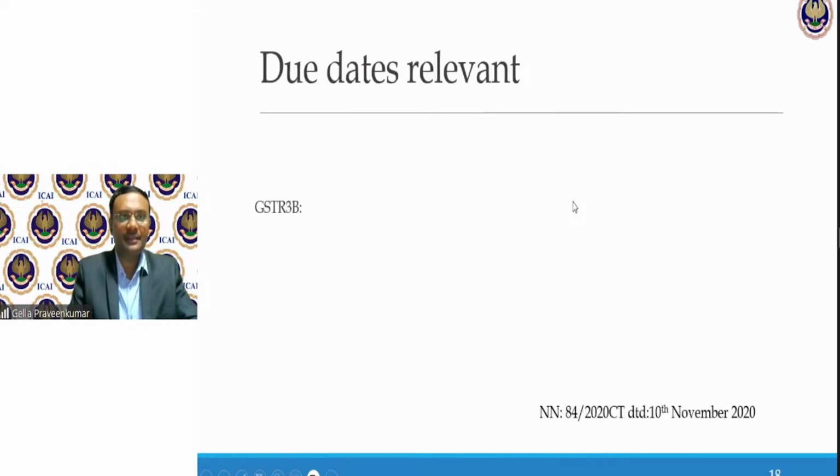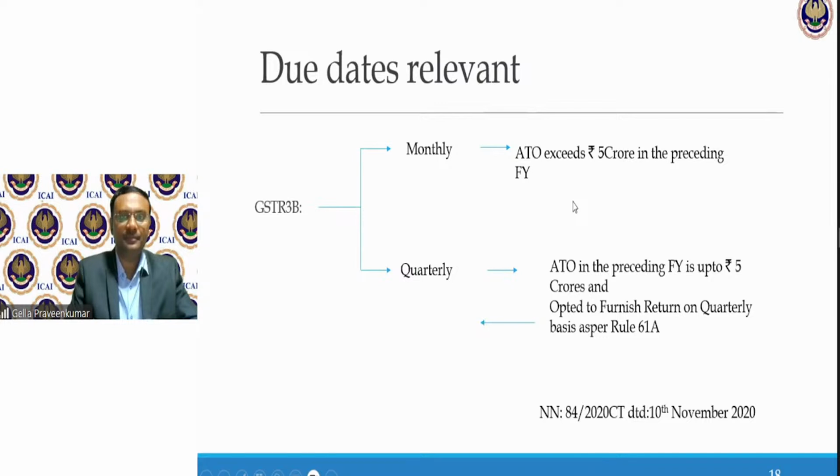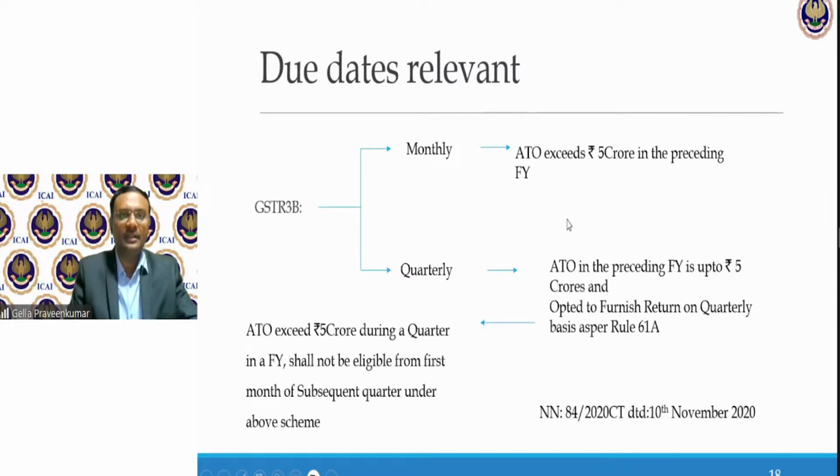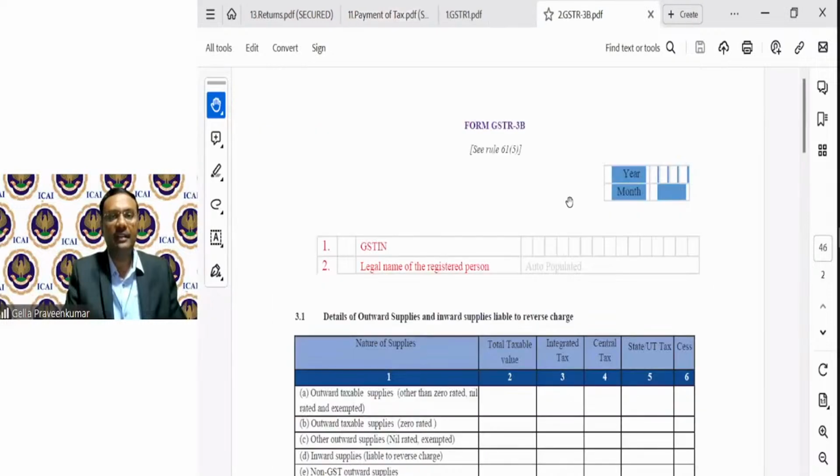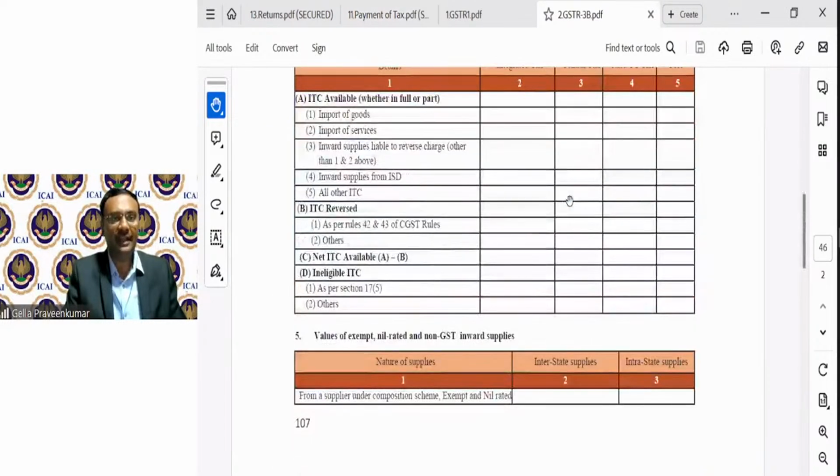This we have discussed. Now I'll travel to GSTR-3B. GSTR-3B, first I'll explain to you the written form and then I'll come back to this particular. Let me just open my GSTR-3B. Jan 2023 onwards, GSTR-3B has been modified.